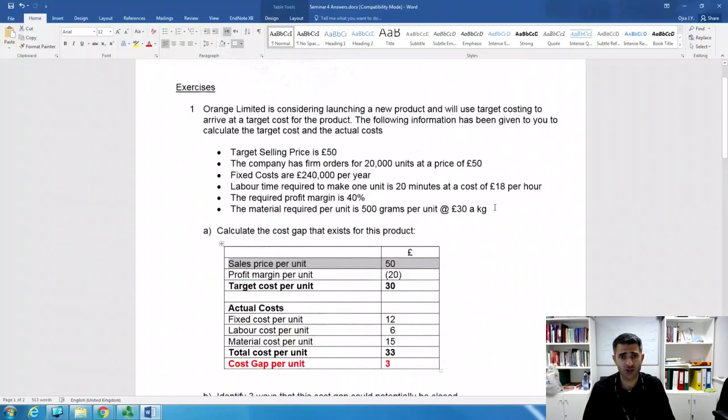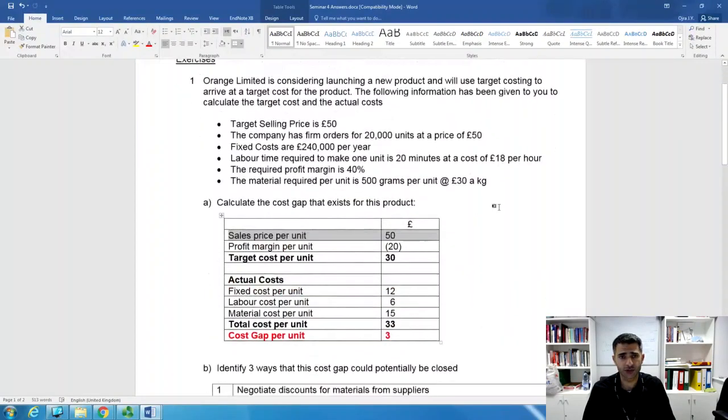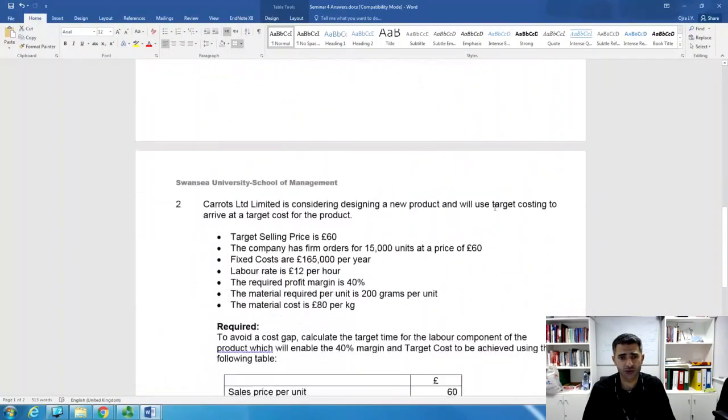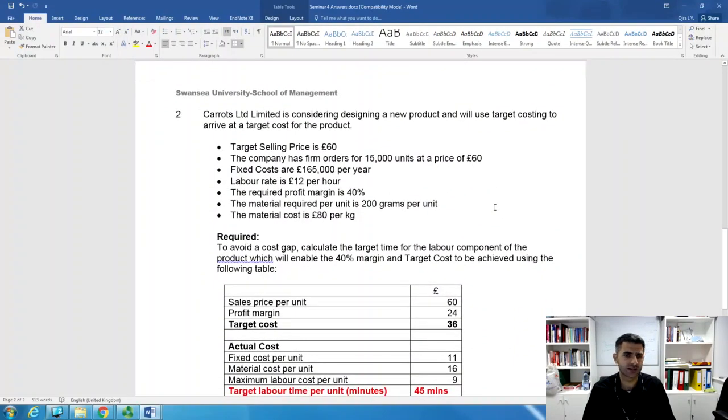So this is question number 1. Hopefully it's clear. So now let's jump to question number 2. Question number 2 also about target costing, Carrots Limited is considering designing a new product and will use target costing to arrive at a target cost for the product. Okay, great. Here we go.